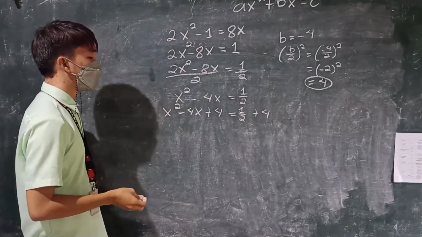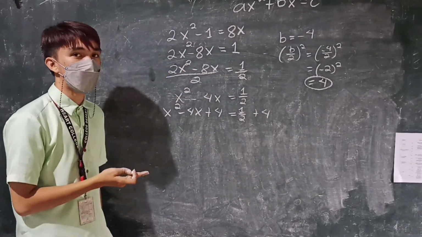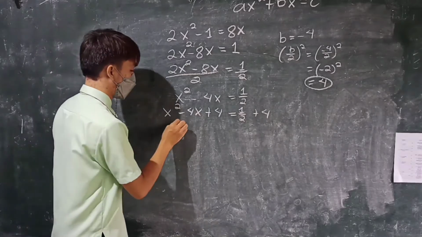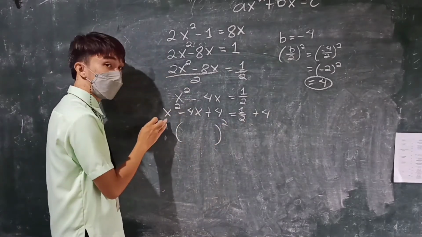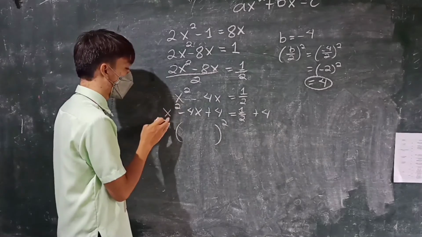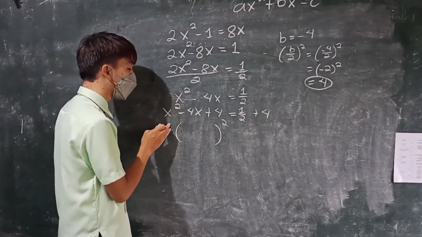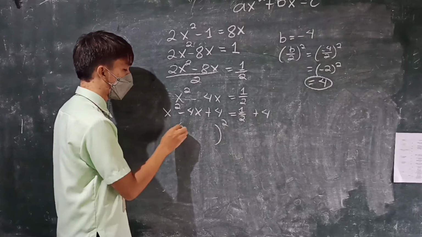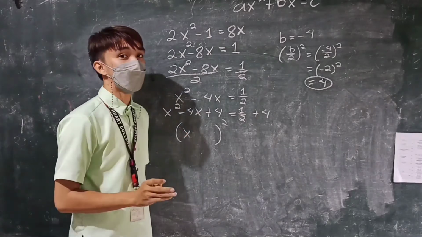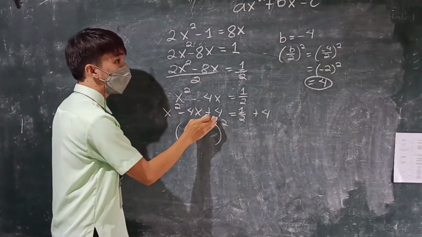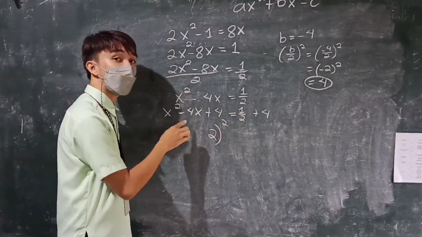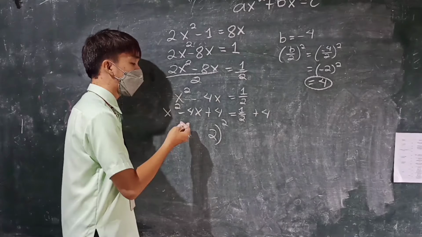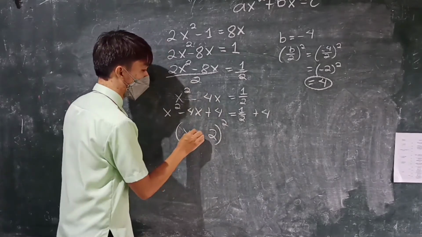So we are going to express this perfect square trinomial as a square of a binomial. Do you still remember how we are going to do that? Okay, get the square root of the first term. The square root of x squared is x. Also get the square root of the last term. The square root of 4 is 2. And copy the sign of the middle term. The sign of the middle term is negative.